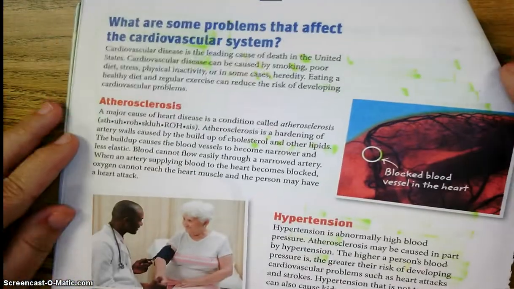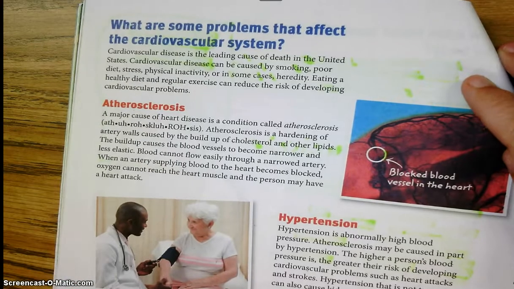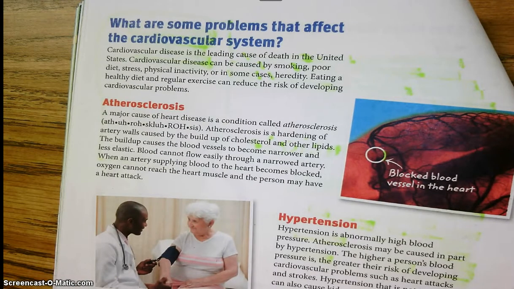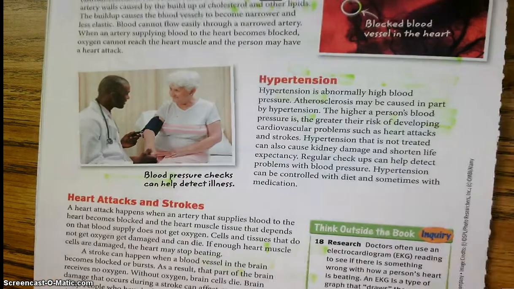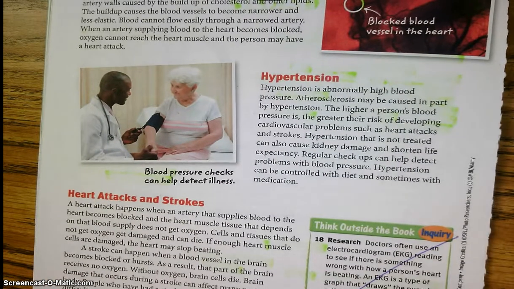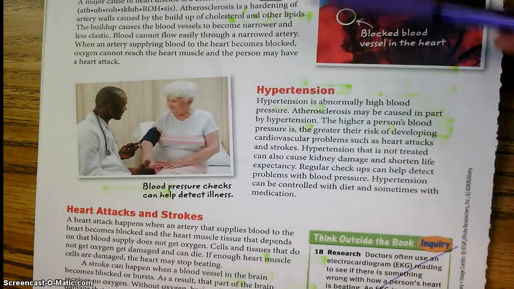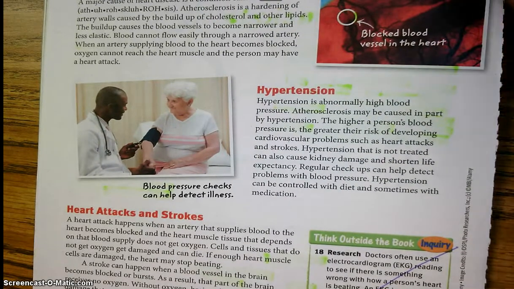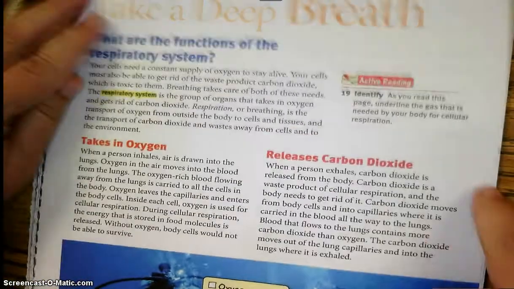Next page. Where are some problems that affect the cardiovascular system? You can read through these. Atherosclerosis, that's hard to say, hypertension, which is high blood pressure, and heart attacks and strokes. You do not have to do question 18, but you do need to read each of these so that you could tell me what each of these problems are, the definition of each. On to the next page.